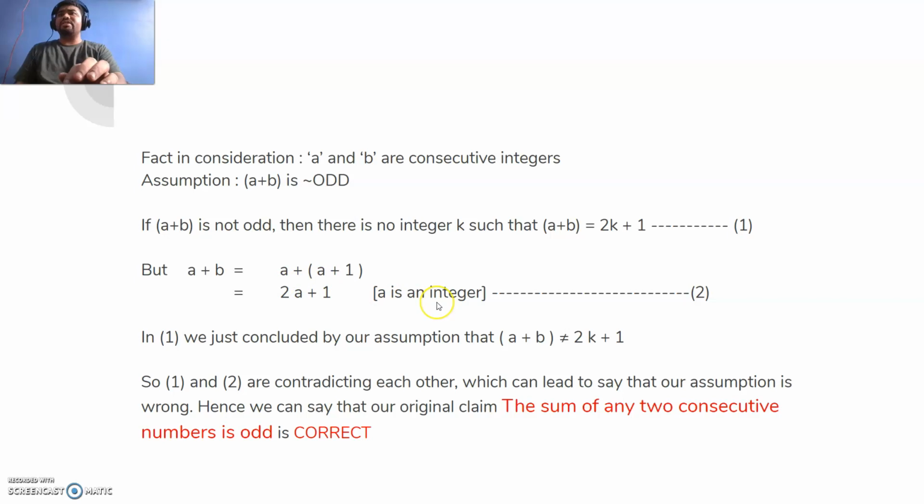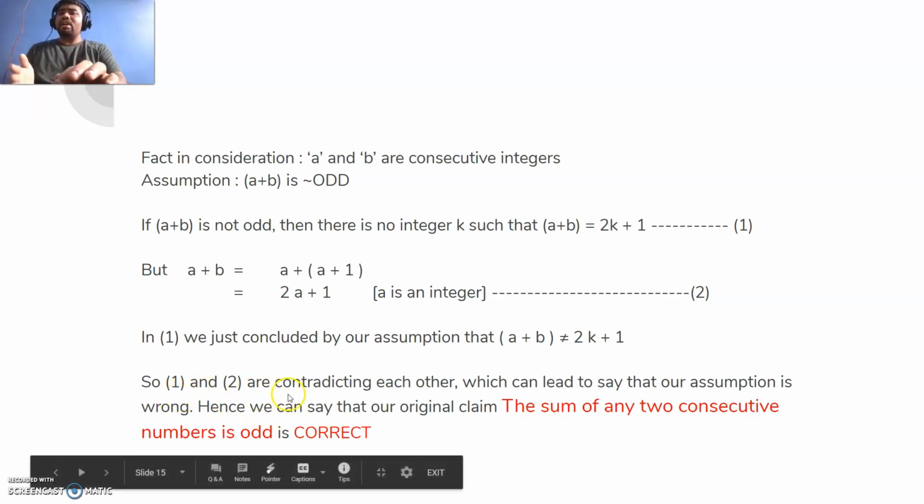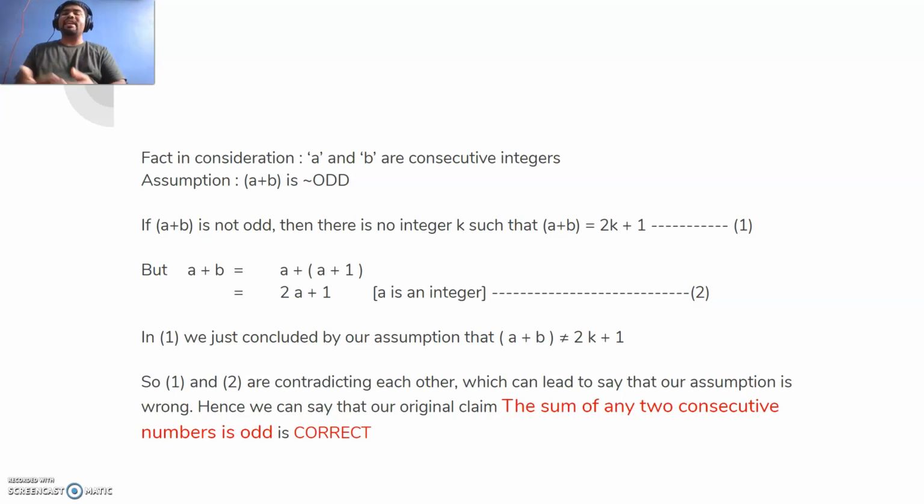Now obviously a is an integer. If a is an integer, and in the formula for a number to be odd, k is an integer, then obviously we can see that in one, we just concluded by assumption that a plus b is not equal to 2k plus 1. So 1 and 2 are contradicting each other, which leads us to say that our assumption is wrong. Hence, we can say that our original claim that the sum of any two consecutive numbers is odd is correct. So this is how we prove correctness by proof of contradiction.